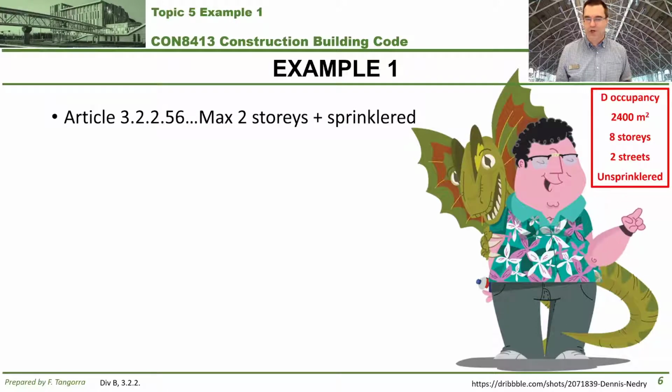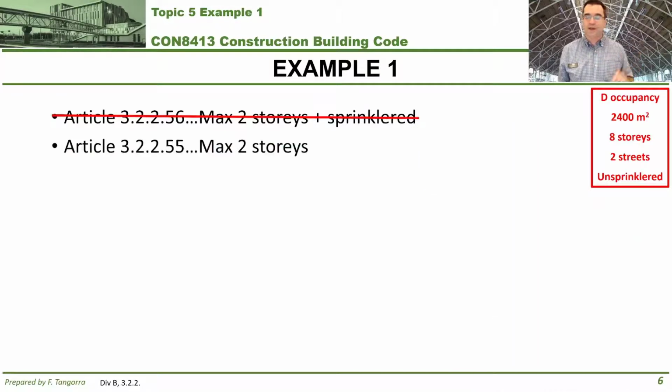It does not. Why is that? Regardless of the number of stories, this article refers to a building that is sprinklered, that is, that it has sprinklers. Our building, as you can see in the top right corner of the screen, is not sprinklered. It is unsprinklered. So this does not apply to it.